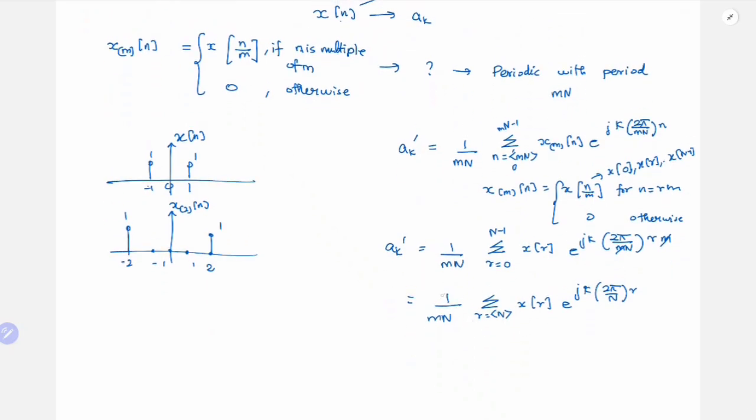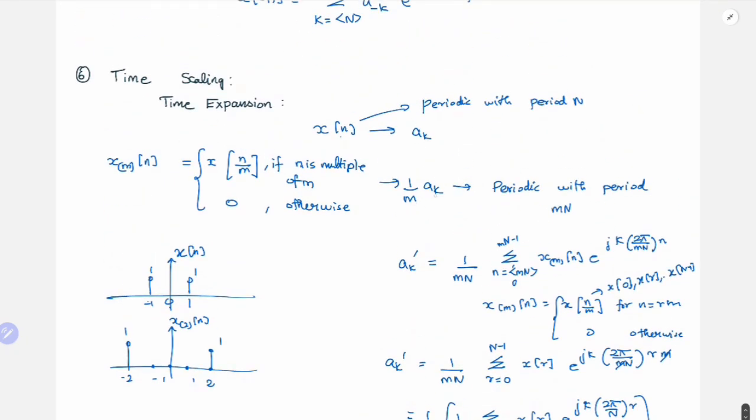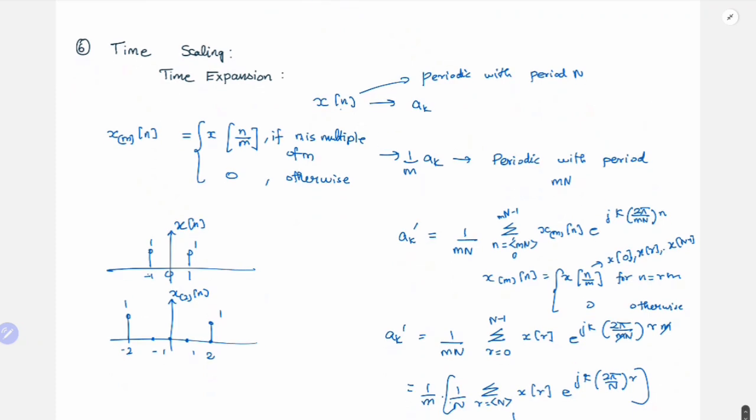Now I can separate this as 1 by m into 1 by n. This is nothing but my a_k, correct, for x of n. So this a_k bar is going to be 1 by m into a_k, and its periodicity is going to be mn. But a_k itself has periodicity of n. So this 1 by m a_k is actually going to repeat itself m more times, and it is having a 1 by m factor. So that is the expression we get for time scaling.